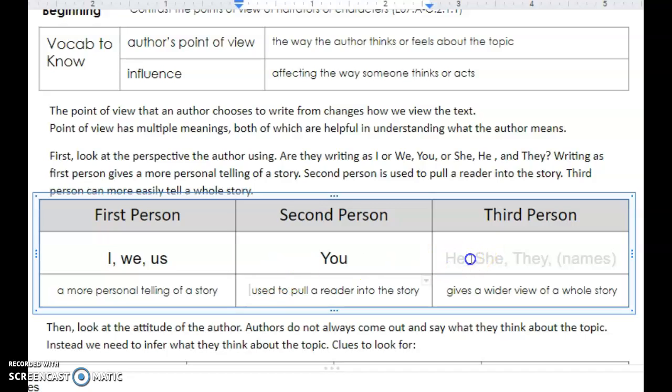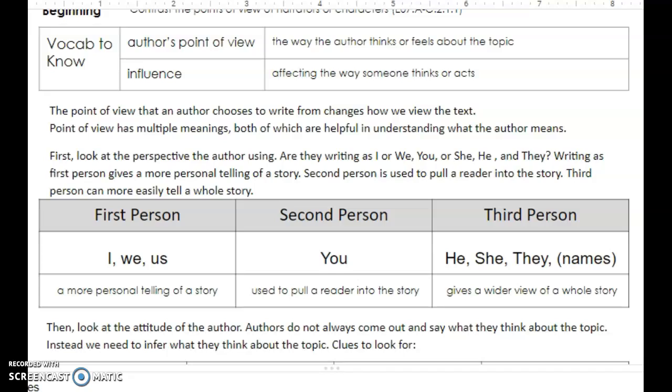Third person is when the author writes as he, she, they, or gives the names of the characters, but is not using I, we, and us. And this gives a reader a wider view of the whole story because they're not stuck in one person's perspective.